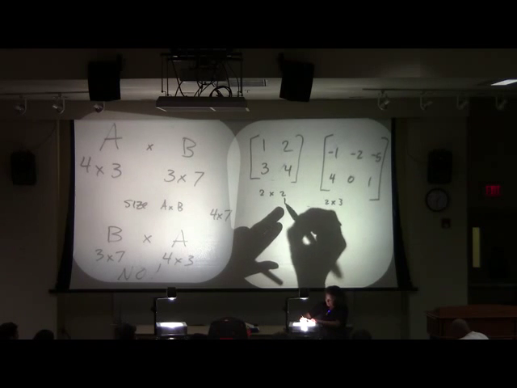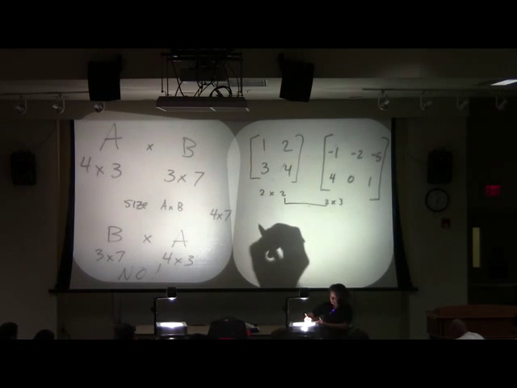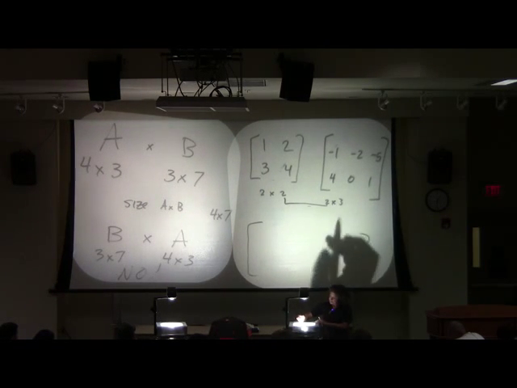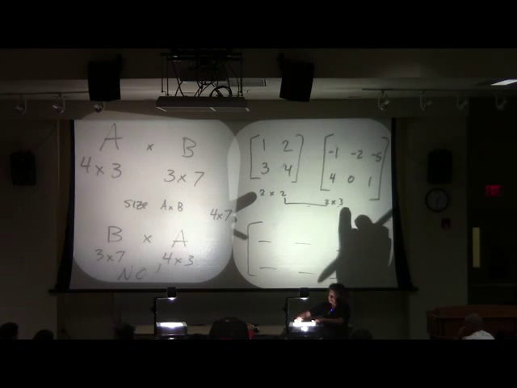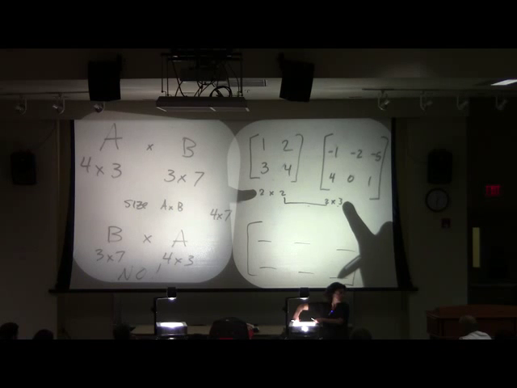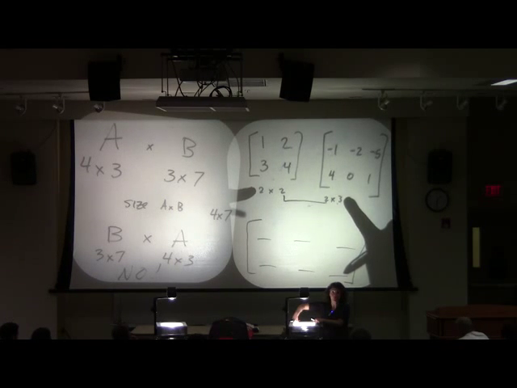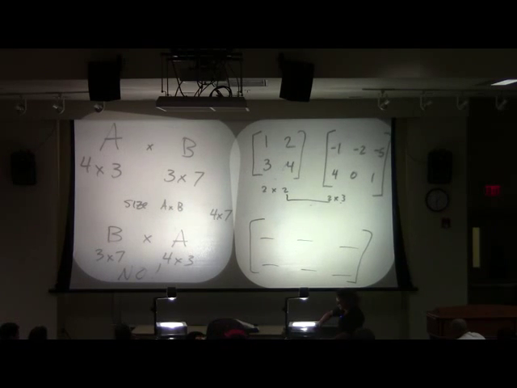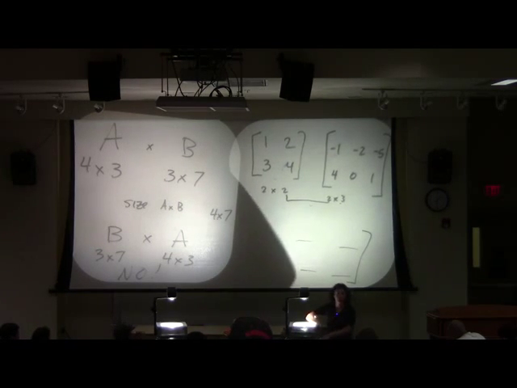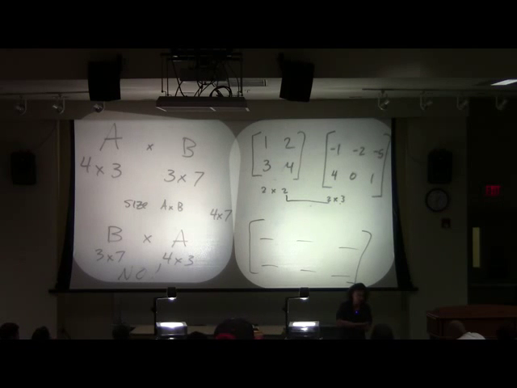Okay? So I can multiply these because these inner numbers are the same. Do you agree that the size of my product matrix is going to be a 2 by 3? Because remember I told you it's the outer numbers? Again, you don't have to write this down. I'm not going to ask you to do it, but I want you guys to at least appreciate your calculator as much as possible. Okay?